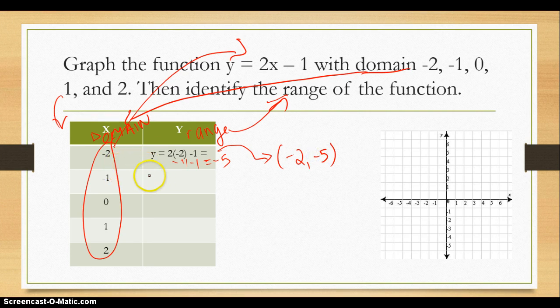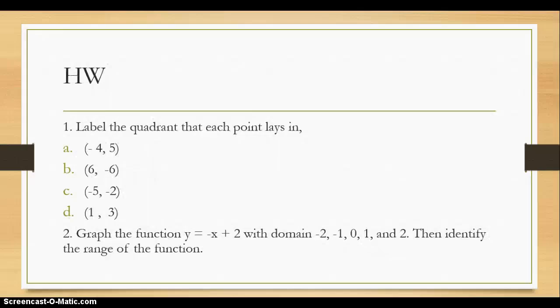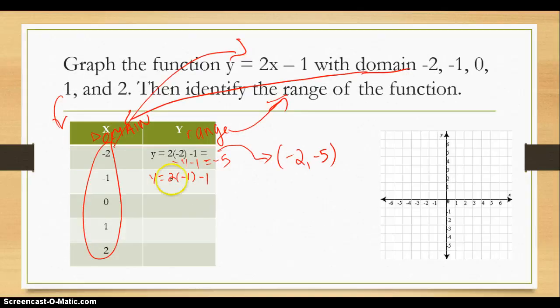So go to -1. Y equals 2 times -1 minus 1. That is -2 minus 1, which equals -3. So I know that it's -1, -3. So 0, y equals 2 times 0 minus 1, which 2 times 0 is 0. 0 minus 1 is -1. So our point here would be 0, -1.